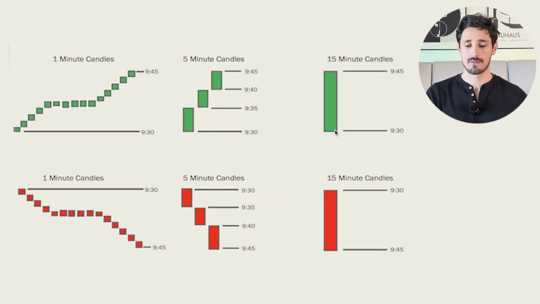As you're about to find out, using multiple time frames gives you an elevated perspective on what's going on with price. It gives you multiple perspectives on what's going on with price. For example, let's say we have this one 15-minute candlestick. That means at 9:30, we opened at the bottom of the body, and at 9:45, 15 minutes later, hence it's a 15-minute candlestick, we closed at the top of the body.